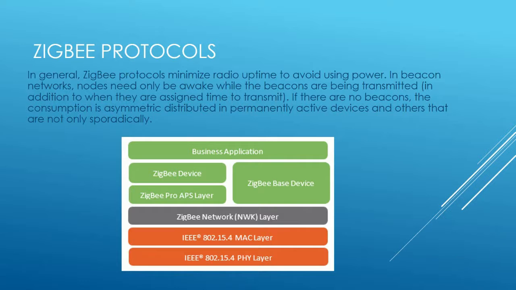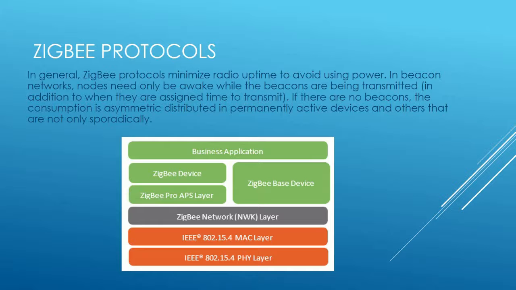Zigbee protocols. In general, Zigbee protocols minimize radio uptime to avoid using power. In beacon networks, nodes need only be awake while the beacons are being transmitted, in addition to when they are assigned time to transmit. If there are no beacons, the consumption is asymmetrically distributed, in permanently active devices and others that are active only sporadically. In the image we can observe the protocol on which Zigbee is based.